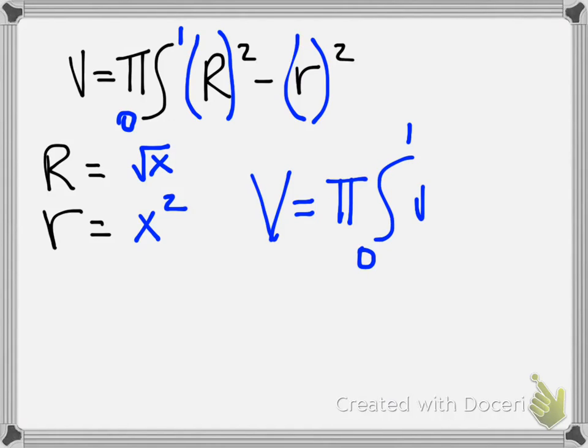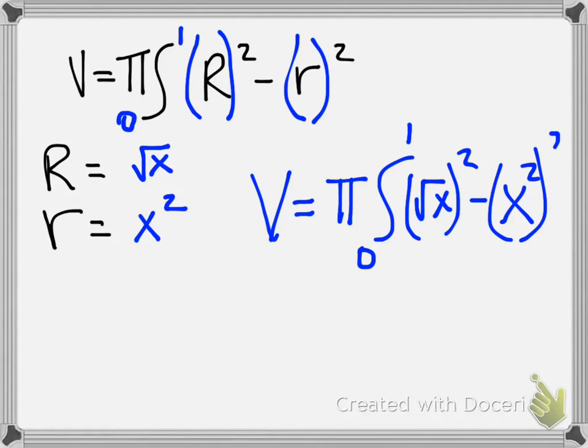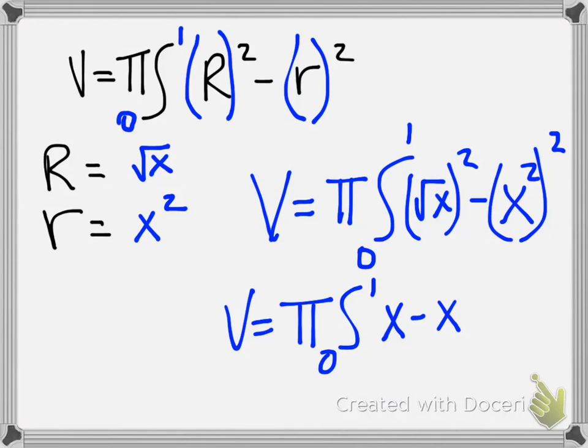Big radius is the square root of x. The little radius is x squared. You can go ahead and simplify it, and you can put this in your calculator and get your answer. So when I simplified, this is x minus x to the fourth, which looks sort of familiar from when we found the intersections. And then we can integrate this with our calculator.